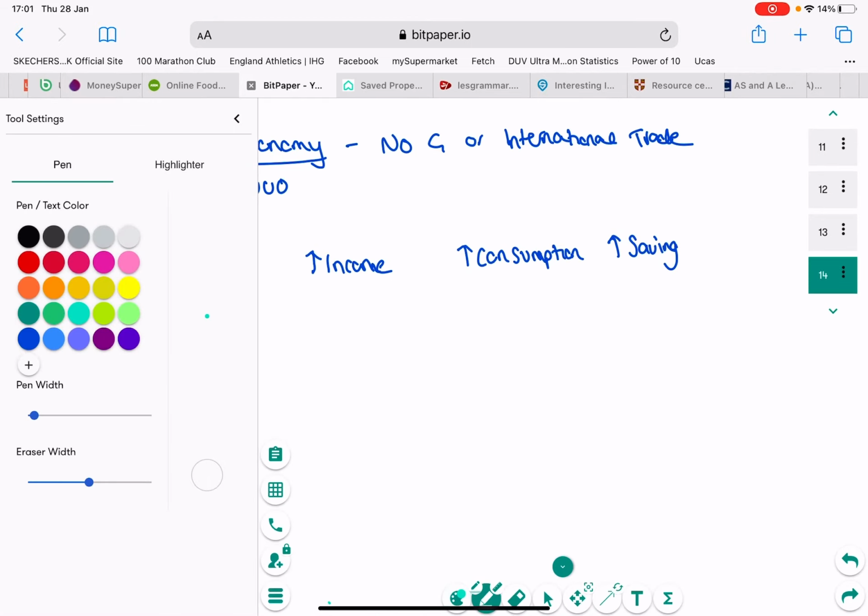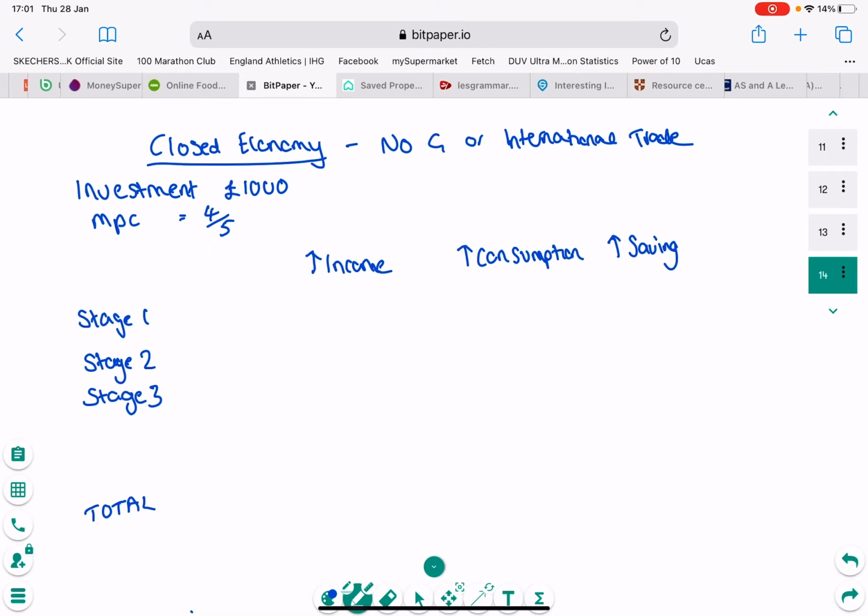So I've just set this up already. So we're going to start off with a closed economy. So we often make things fairly simple and put in assumptions in place just to try and understand what's going on, and then we remove some of those assumptions. So what we've got is a closed economy. That means there's no government, so no government spending and no taxation, and there's no international trade, so no exports, no imports. So what we've got here is a situation where we've got our income, we've got consumption, and whatever isn't consumed is going to be saved.